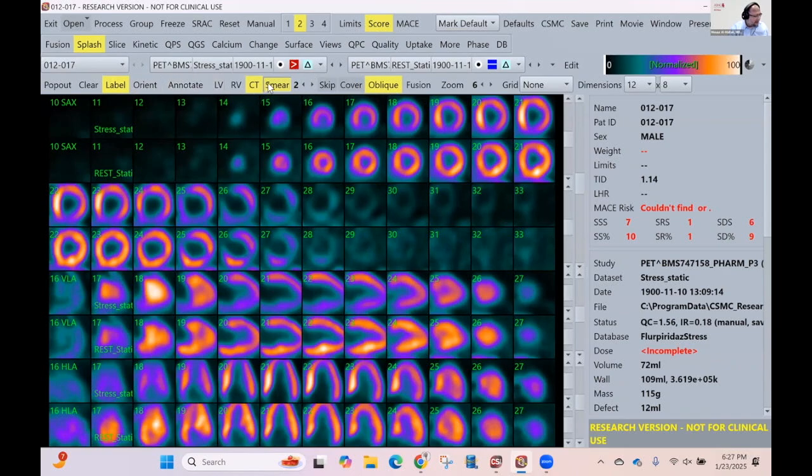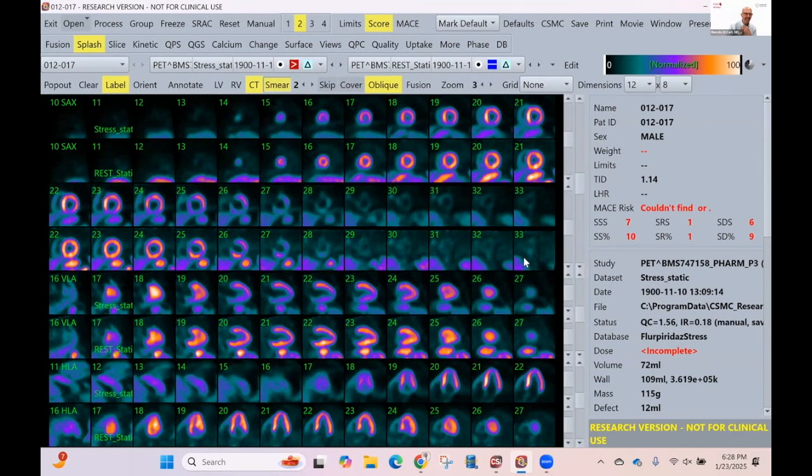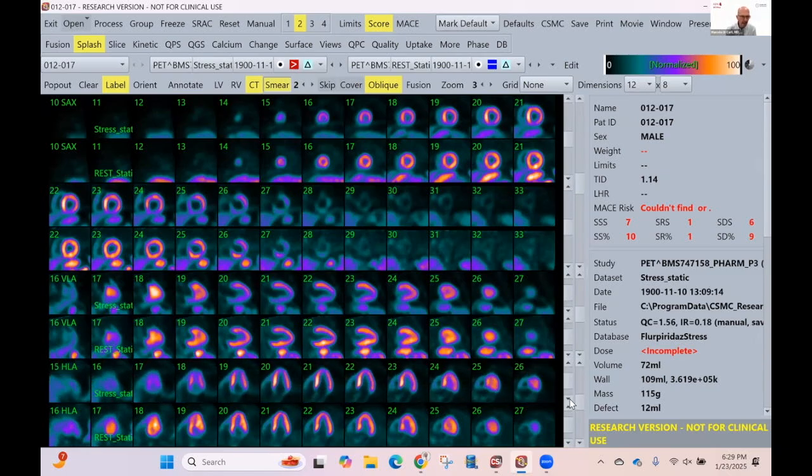Or Marcelo, if you want to look at this. Starting from the vertical long axis views, you can see that there is a defect involving the apex. Unlike the previous cases that we saw, in this case we see reversibility in the apex. So in a case like this, we wouldn't call the stress defect apical thinning, because you can see clearly reversibility in this particular case.